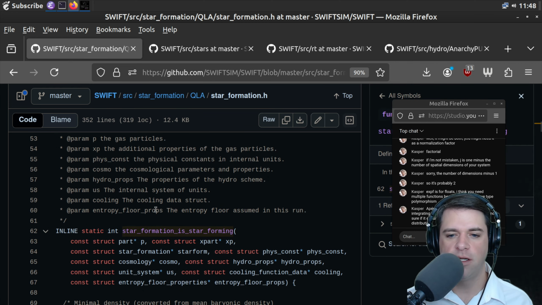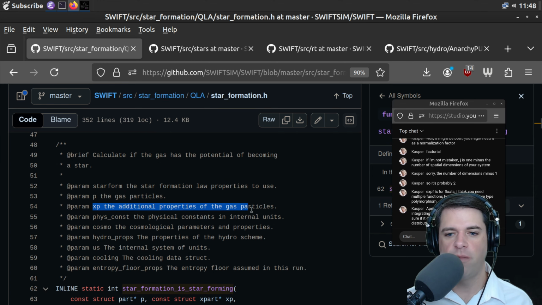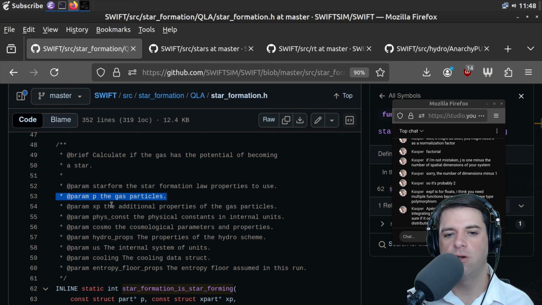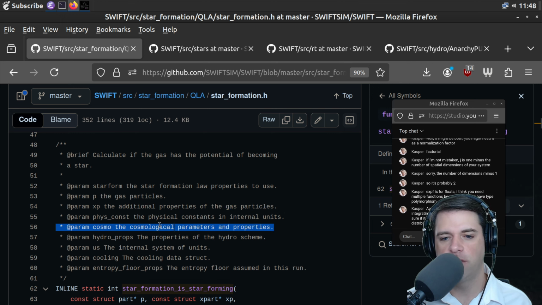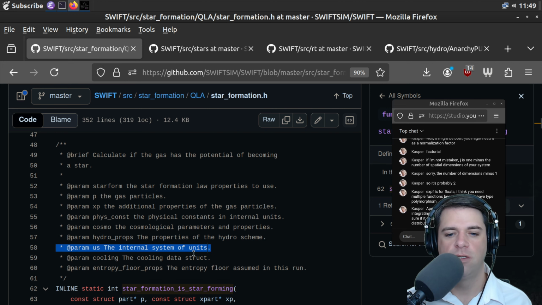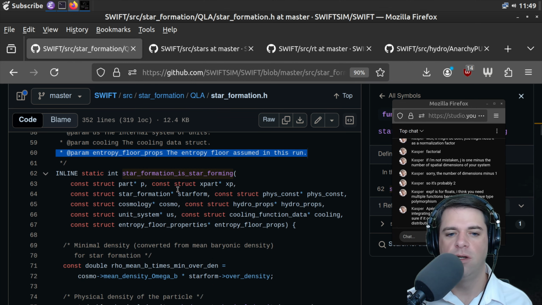And this function will calculate. It's inline. This is just the header file. It's going to take cosmology, whatever these part stuff is, XP the additional properties of the gas particles. Okay, so part is particles. So P are the gas particles. XP is additional properties of the gas particles, some physical constants, the cosmological struct, properties of the hydro scheme, the units, and cooling data. And the last thing it takes is the entropy floor assumed in this run.